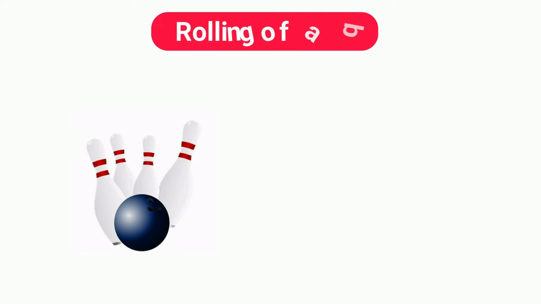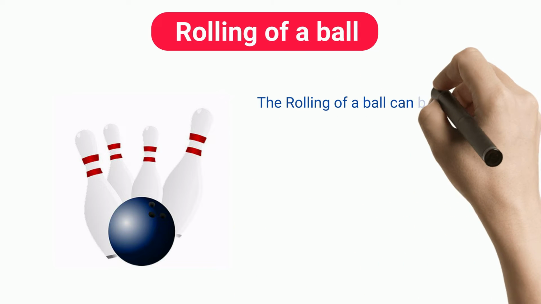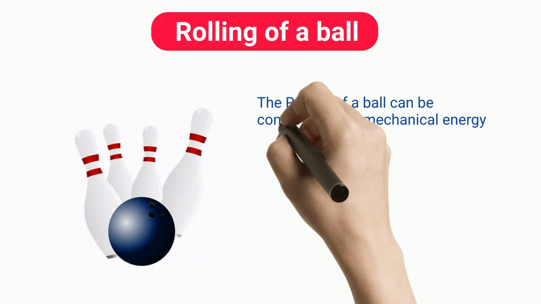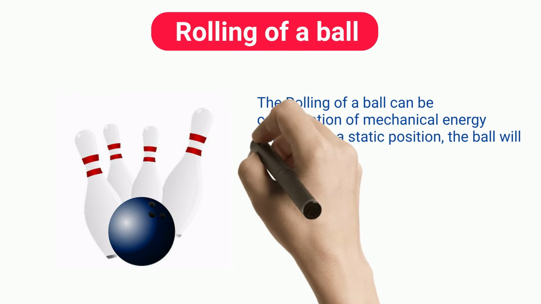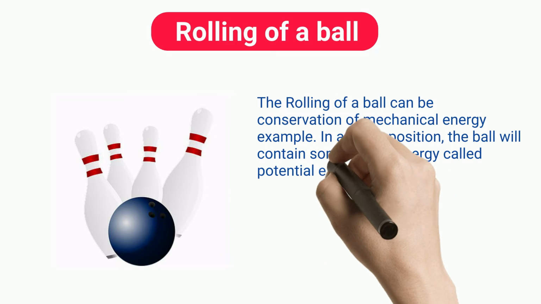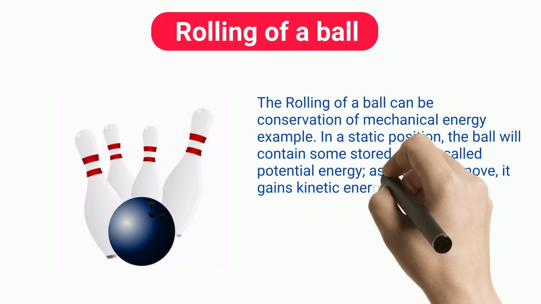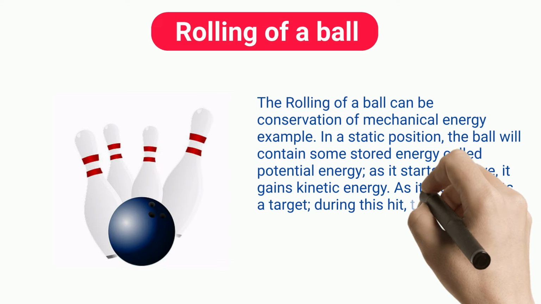Rolling of a ball. The rolling of a ball can be a conservation of mechanical energy example. In a static position, the ball will contain some stored energy called potential energy. As it starts to move, it gains kinetic energy.